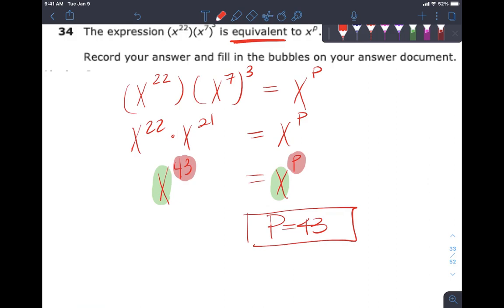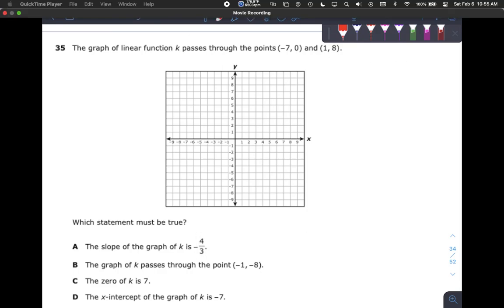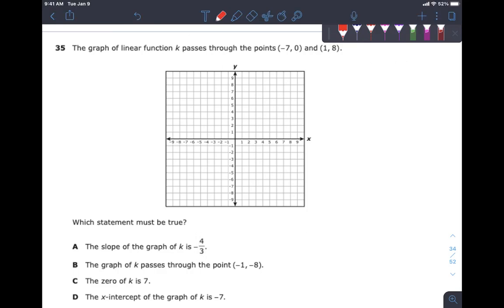All right, let's take a look at number 35. Okay, so they gave us way too much information and they're asking way too much about this particular problem. The graph of linear function k passes through these points and they want to know what statement is true. Well, I could go ahead and graph it and then look at them. I could solve for it, find the equation. I could run a linear regression. So there's lots of different ways to do this.